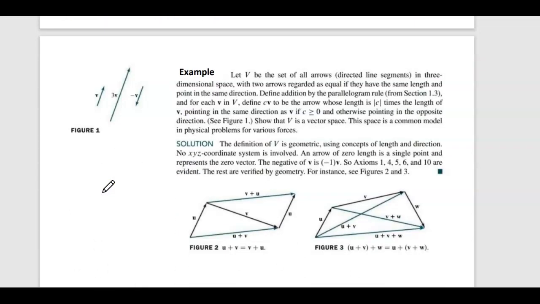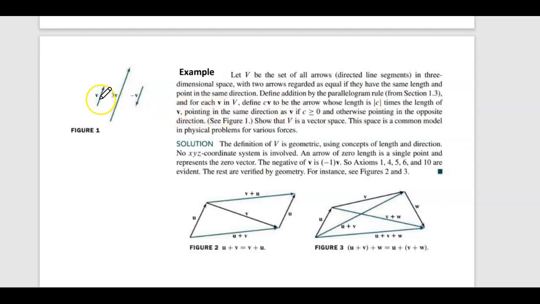This example and solution is from our textbook. It says, let V be the set of all arrows, directed line segments, in three-dimensional space, and two arrows are equal if they have the same length and point in the same direction. So essentially we're talking about vectors in this vector space. We're going to define addition to be the parallelogram rule, how we defined addition back in chapter 1. And we're going to define multiplication to be the absolute value of c times the length of that vector, still pointing in the same direction.